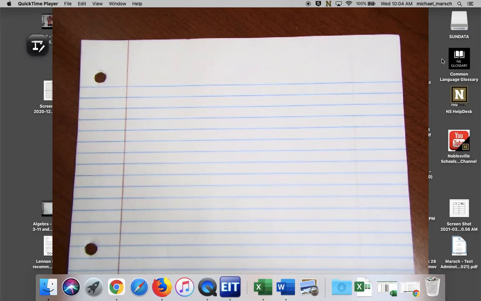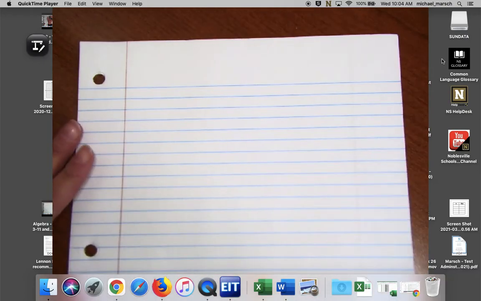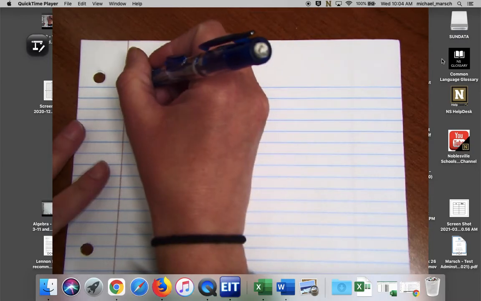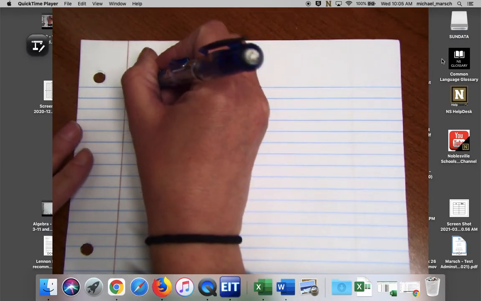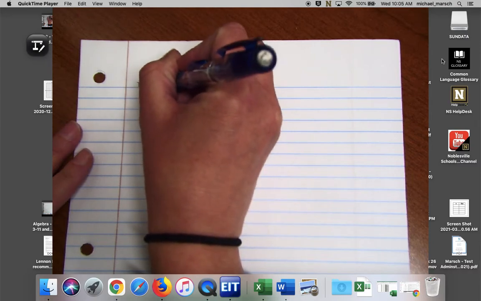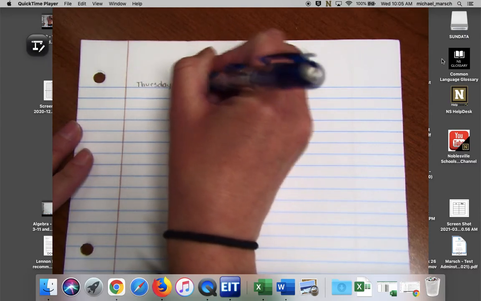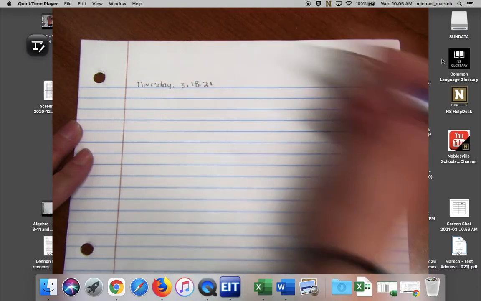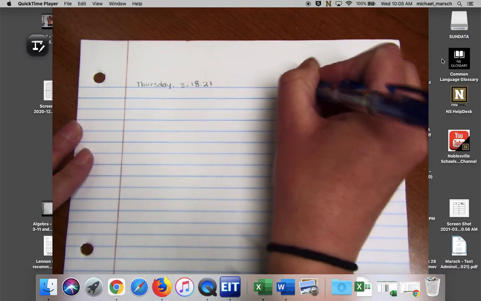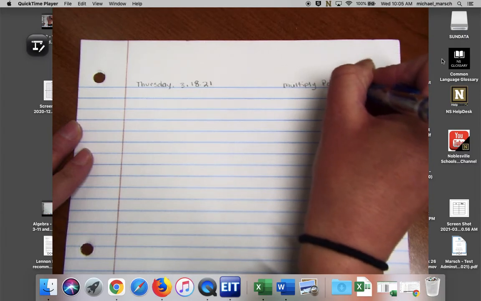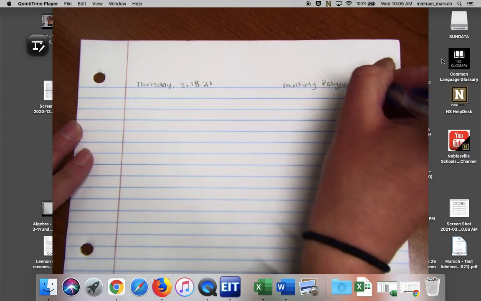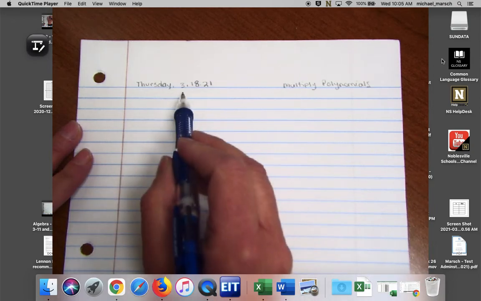Okay, so for today, you guys are going to be taking notes on multiplying polynomials. So for my West kids, it's going to be Thursday, March 18th, 2021. We're going to multiply polynomials. Of course, if you are my Miller kids, you're going to write Friday, March 19th.